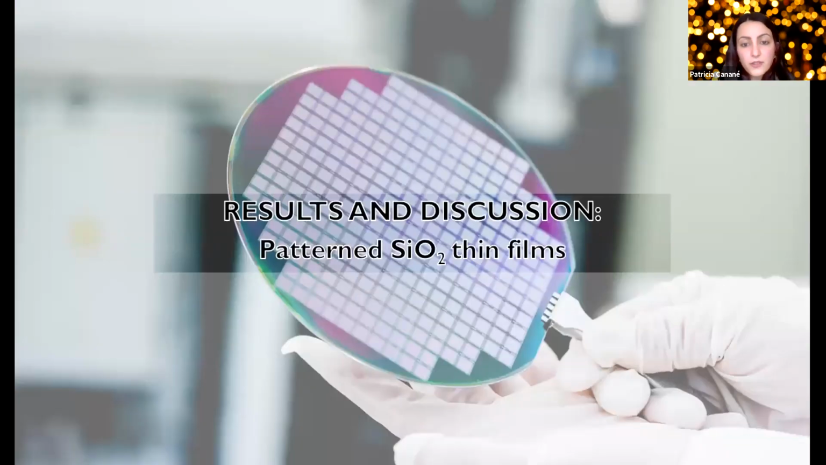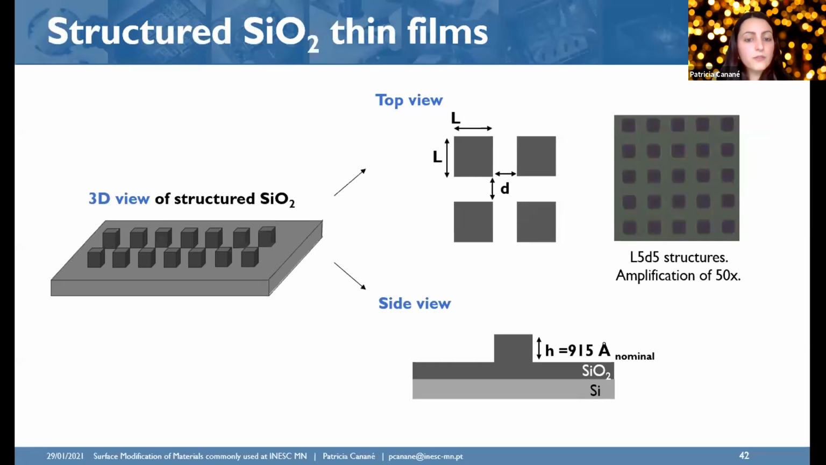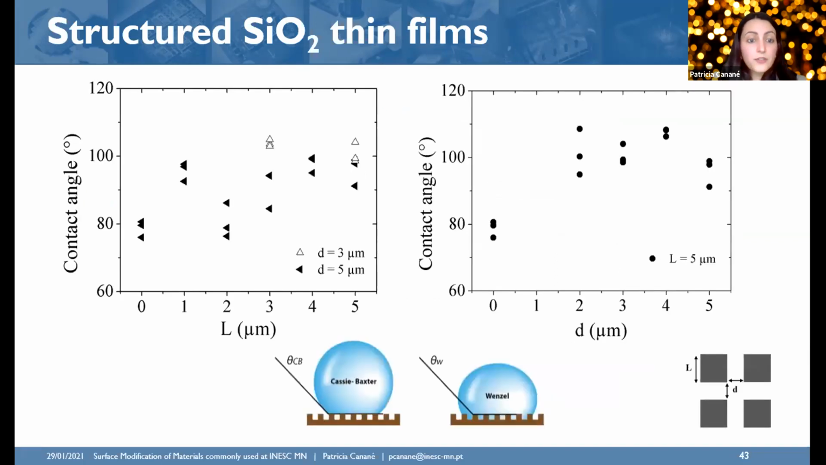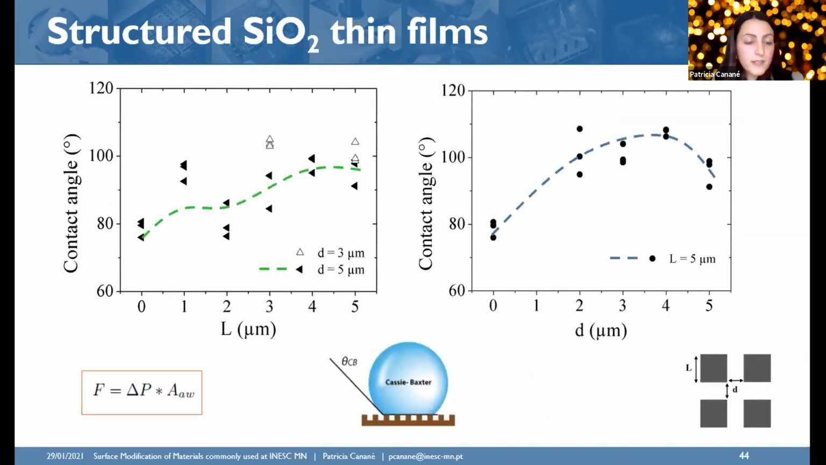As for the patterned thin films, just a quick reminder of what we did. We used the photolithography process to design differently shaped and spaced squares to understand their effect on surface wettability with a constant height. After evaluating the results, where the size of the squares, or L, varied from 1 to 5 and the spacing, or D, varied from 2 to 5, we can see that all the structures that were implemented led to an increase in contact angle.